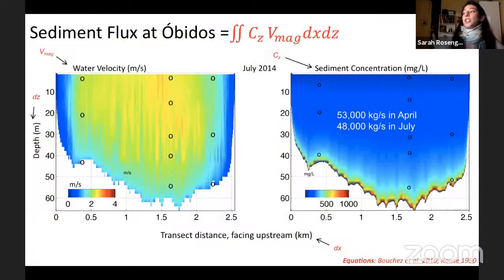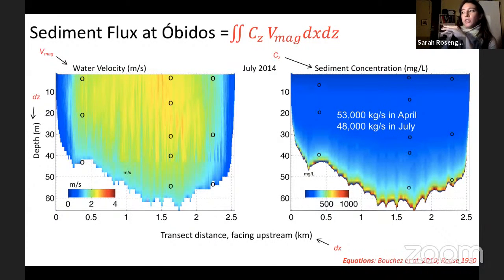And here on the right is a reconstruction of suspended sediment concentration using a model for depth-related sorting of the sediments by concentration. You can see that there is much more sediment concentration at deeper depths than shallower in the cross-section on the right. We integrated the product of water velocity and sediment concentration to calculate a flux of suspended solids per second in April and July. In April it was 53,000 kilograms per second, and in July it was 48,000 kilograms per second. That was the sediment flux at Óbidos going downstream.